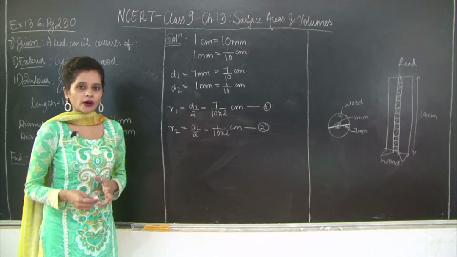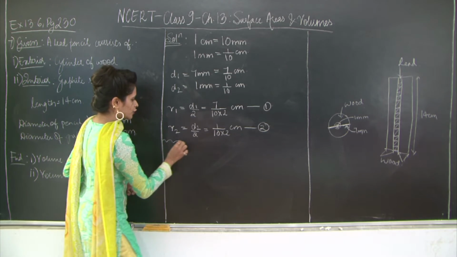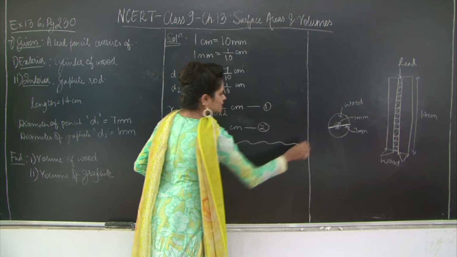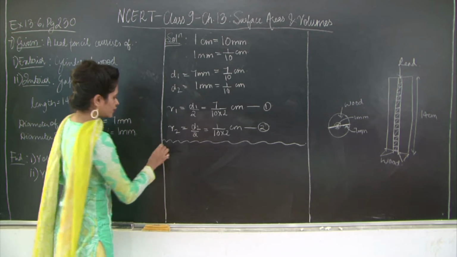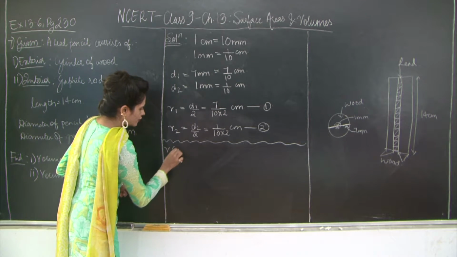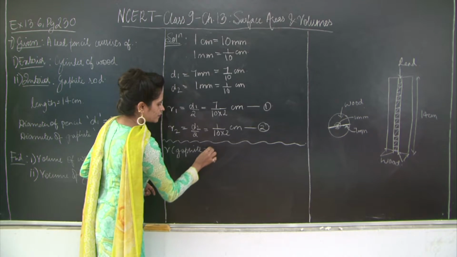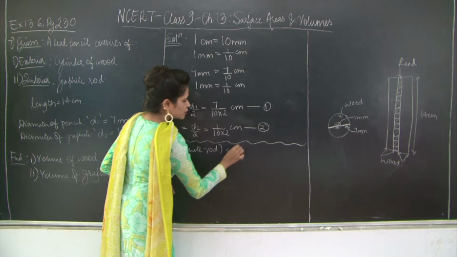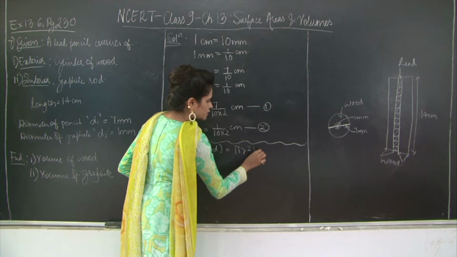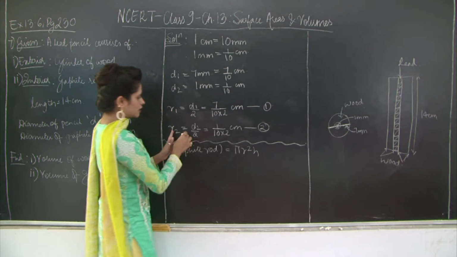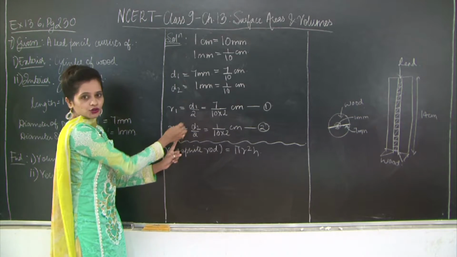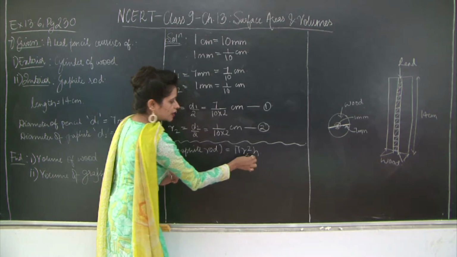We can quickly go ahead and find the volumes. So let's first find the volume of the graphite rod. It's going to be in the shape of a cylinder, right? This is going to be equal to pi r square h. Which r are we going to take? We are going to take r2 because that is the radius of the graphite rod.